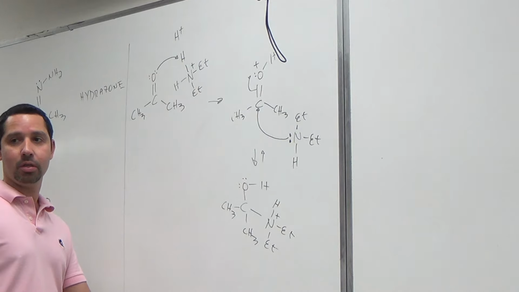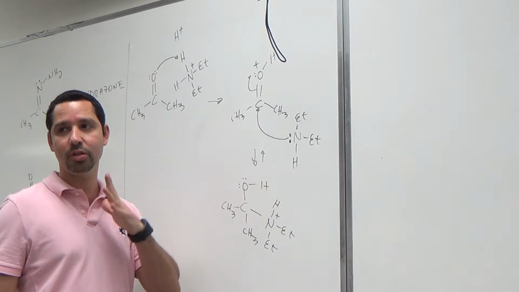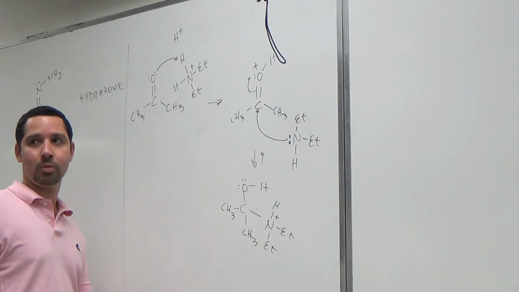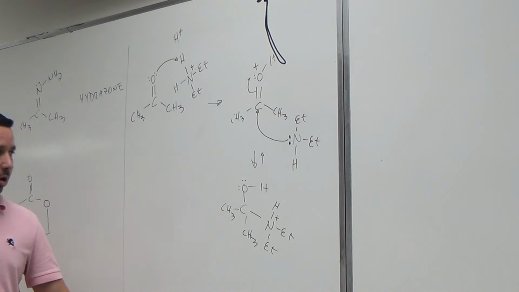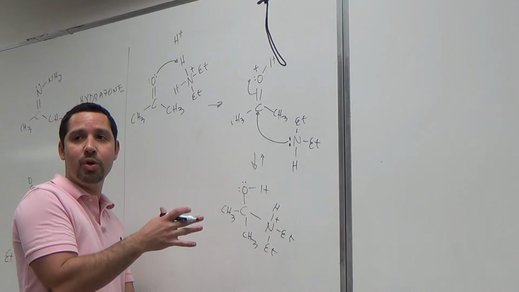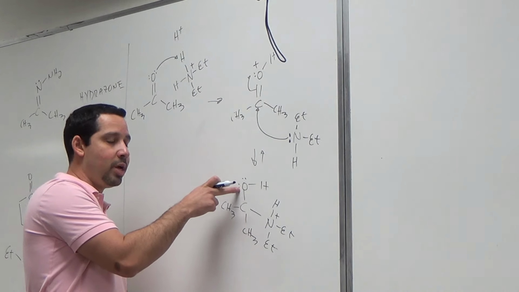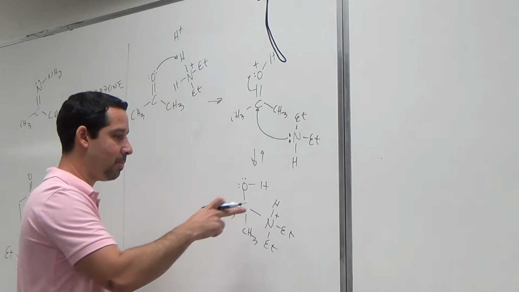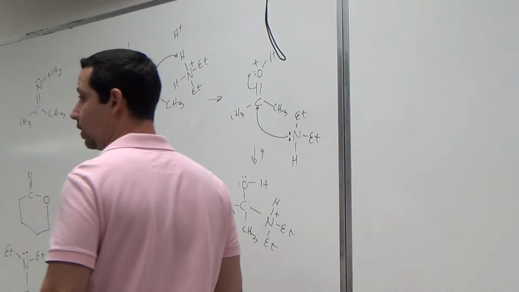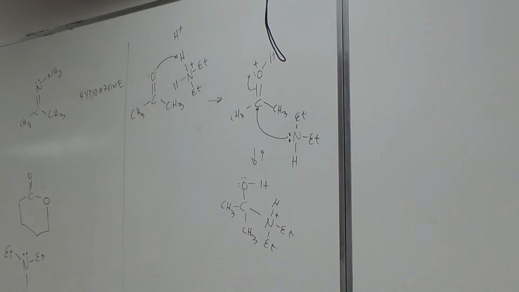What happens next? Proton transfer. This proton here goes somewhere. Where does it go? To an amine, because you already deprotonated that amine, so it's another amine in there. There is a problem with this. Eventually, this proton is going to end up here, because I need to lose this oxygen. And the only way to lose that oxygen is as a leaving group, as water.